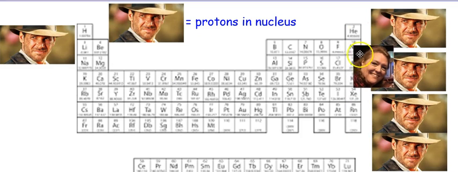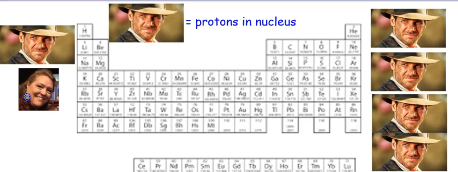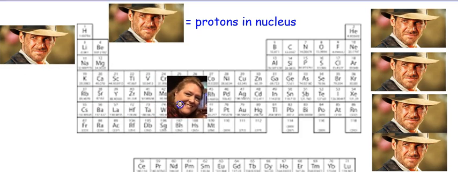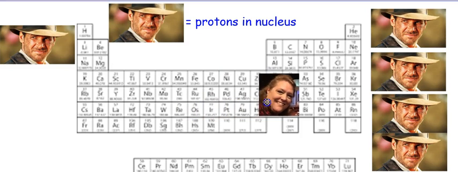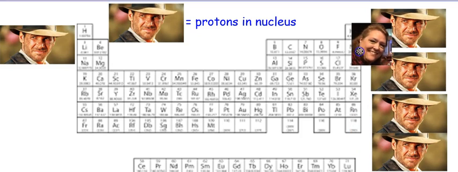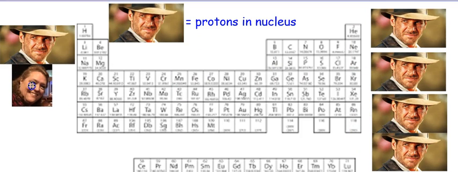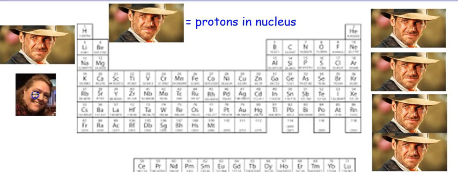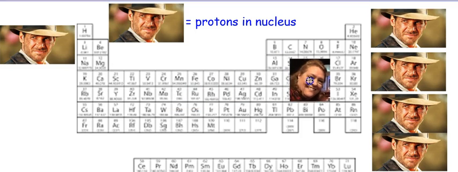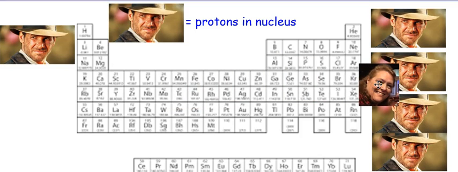So let's try it again. I am very happy with 1 Harrison Ford. But as I move across the periodic table, what happens to the number of Harrison Fords? They go up. So what happens to the attraction? They go up. All right. So if I'm the electron, what happens to the attraction between the outer electron and the nucleus? The attraction is going up. Okay. I hope you can relate to that. I hope you understand that. So what about going down a shell?